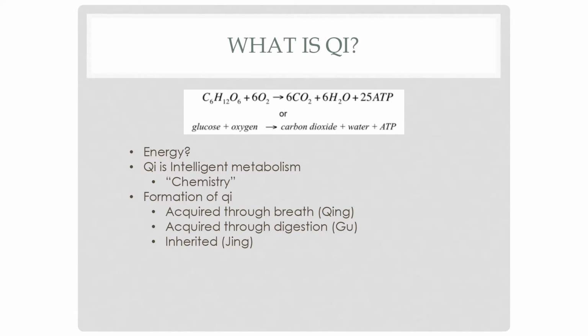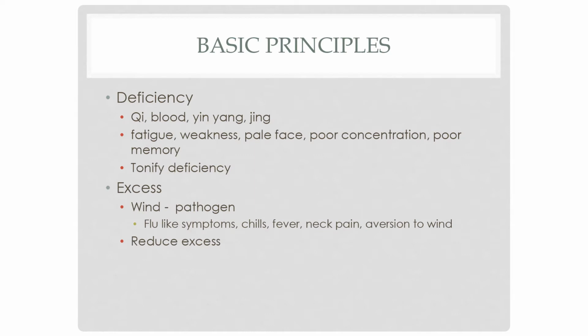So when I talk about tonification of qi, this isn't just about energy. This is about the intelligent metabolism. Qi is formed through breath, through digestion, and also from our parents, inherited. The deficiency and excess are two really important concepts when talking about Lyme disease treatments.